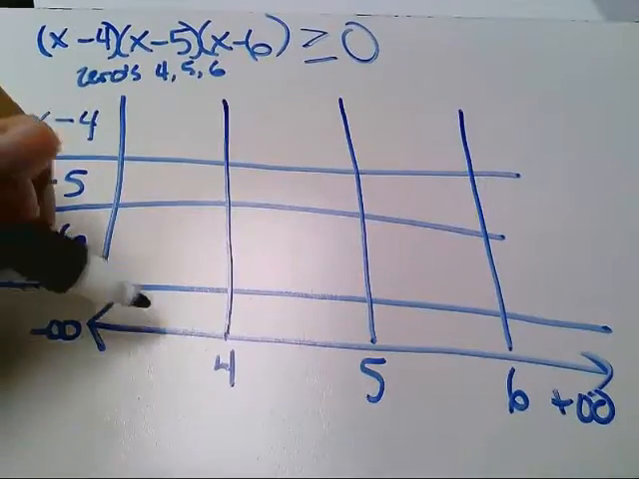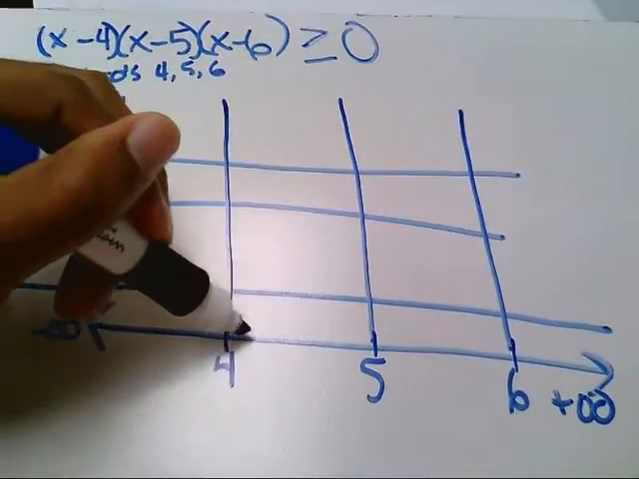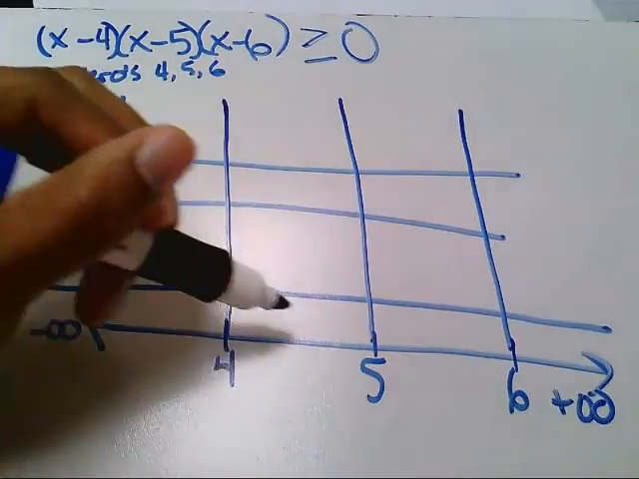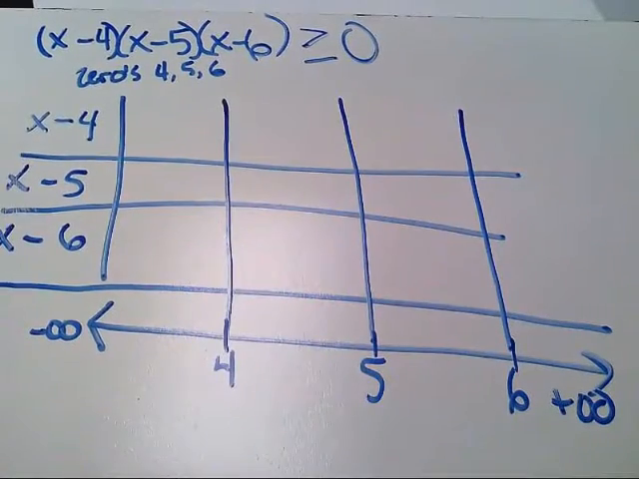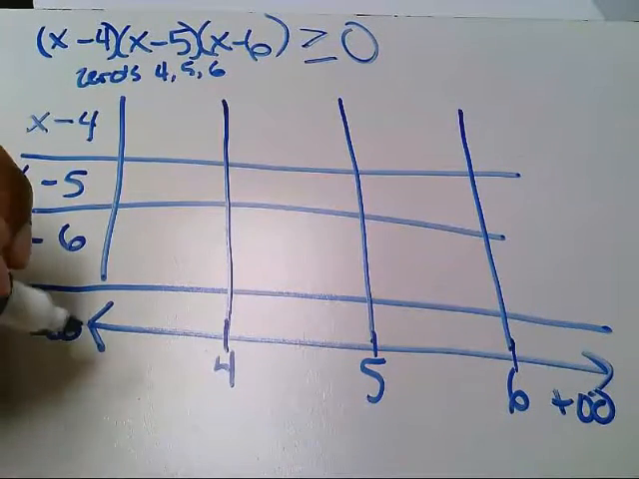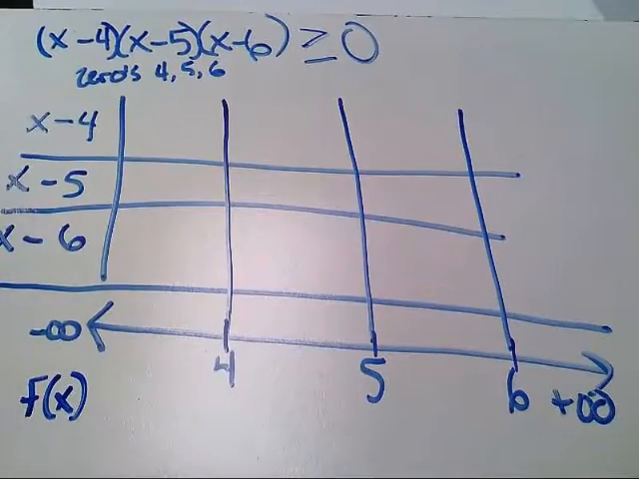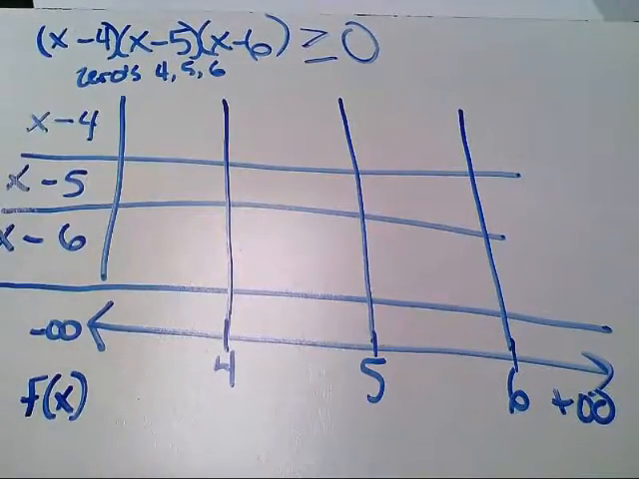So now we have our number line divided into 1, 2, 3, 4 sections: from negative infinity to 4, from 4 to 5, from 5 to 6, and from 6 to positive infinity. And then finally, we're going to use those to determine where our function, f of x or p of x or whatever your function is, is going to be positive or negative. So this is what your sign chart looks like before you begin to put the information in.